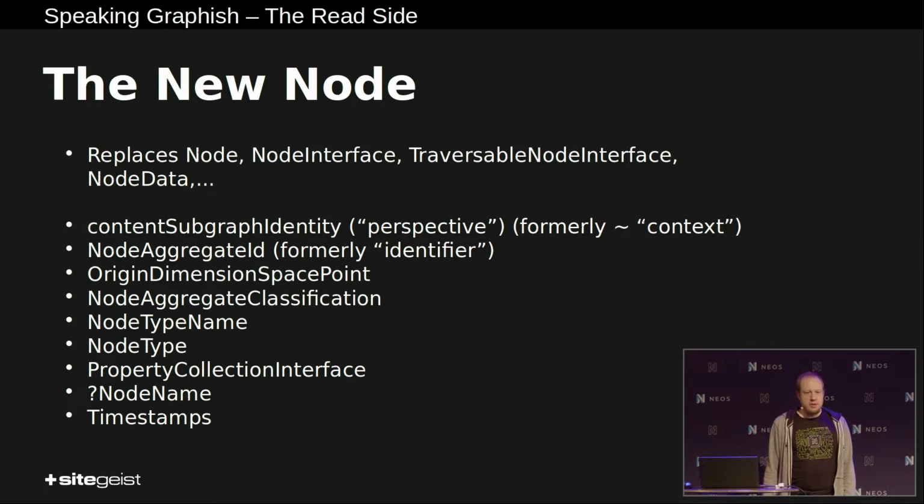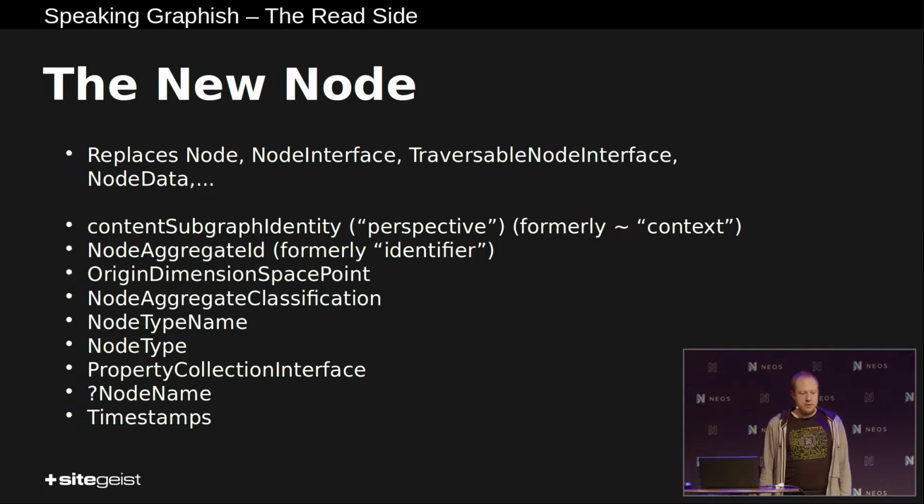Then you have the node aggregate ID. That's the node's identifier, or the node aggregate's identifier. That's formerly identifier from the old node object. Then you have the origin dimension space point. That's, for example, the language this node was created in and contains content in. You have a classification. That's basically used for internal stuff, but it says something like, okay, this is a root node, a regular node, or a tethered node, which is the new term for auto-created child nodes.